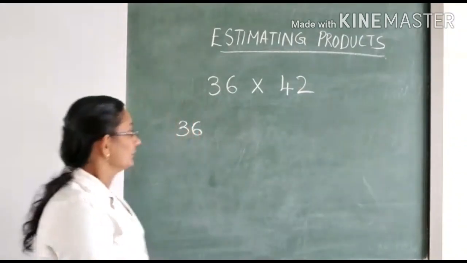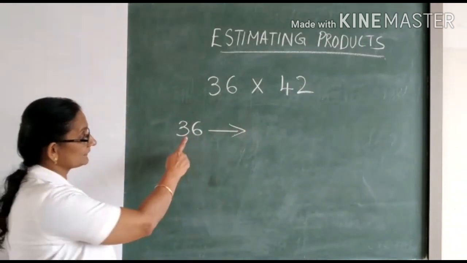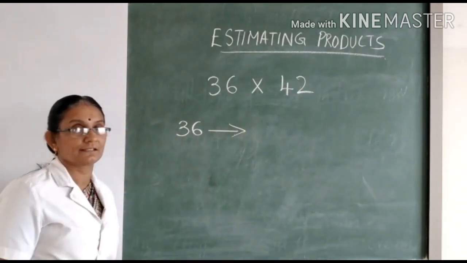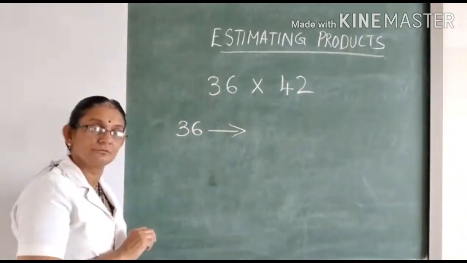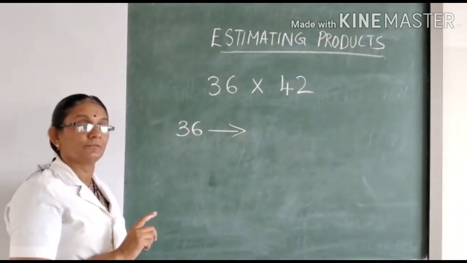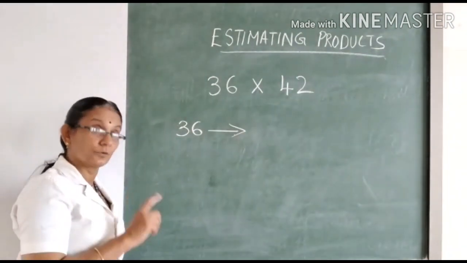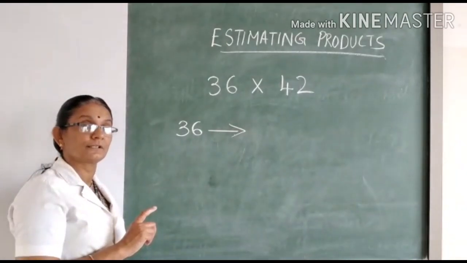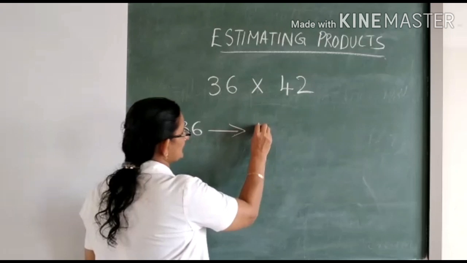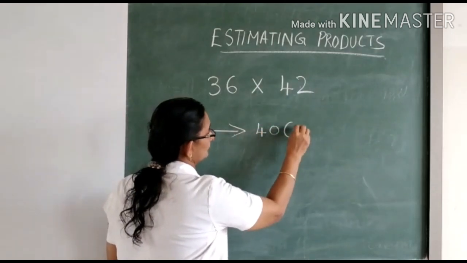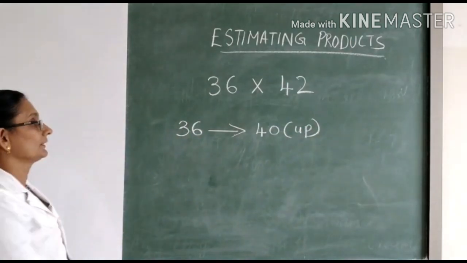Okay, so the digit in one's place is 6, isn't it? So the number should be rounded up or down. You already know that when a digit in that one's place is more than 5, then you have to round the number up. So the number 36 is rounded up to 40.